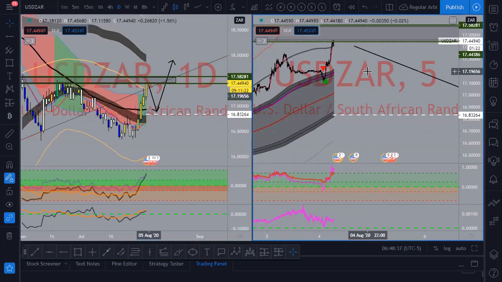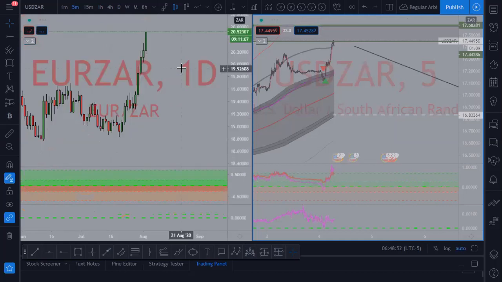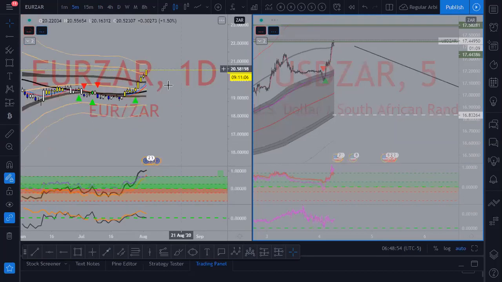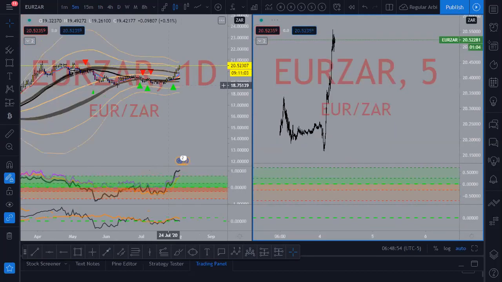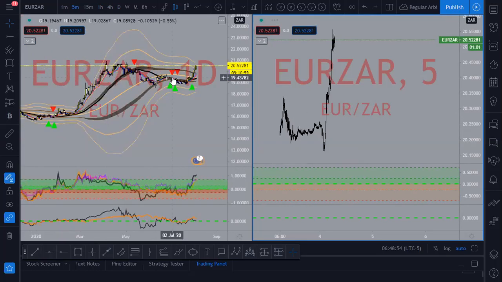All right. So let's go on to EURZAR. I'm pretty sure it looks very similar. Might be having a weakness on the ZAR right now. Yeah, looks the same at these previous highs. On the daily, it's been called for the man.